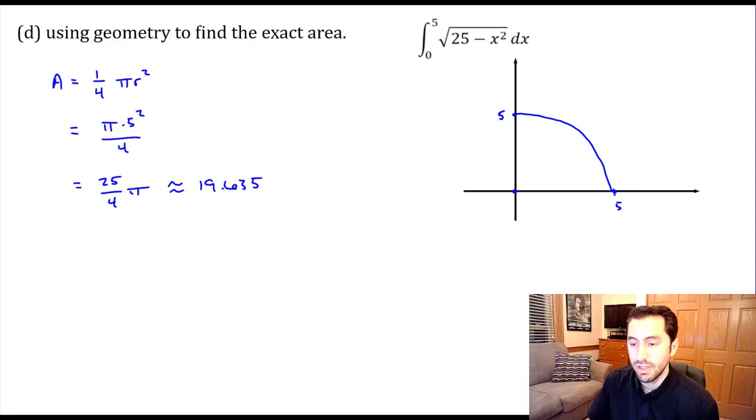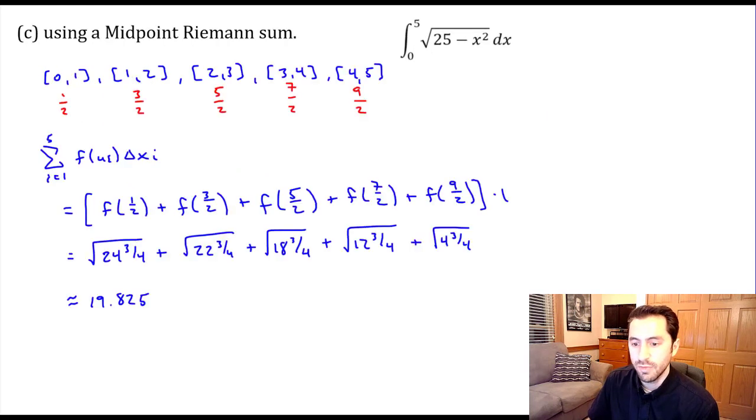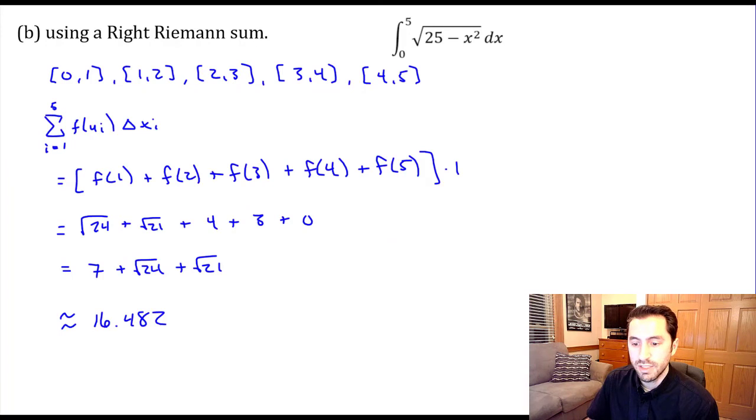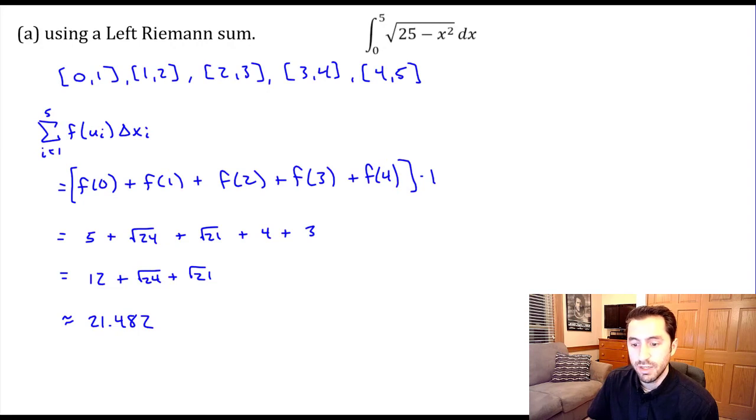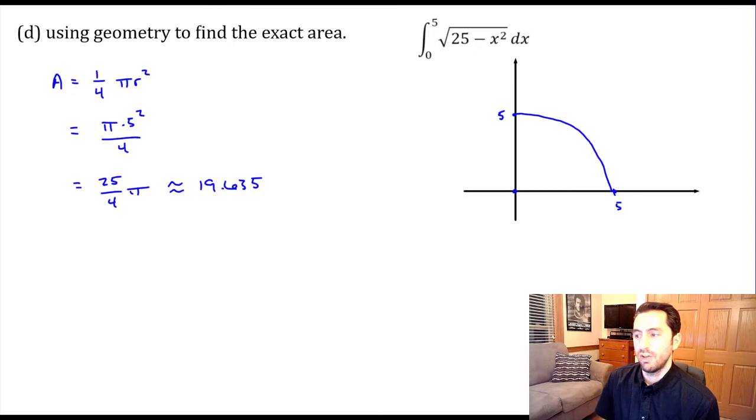So again, just quickly going back to what we ended up with for our other Riemann sums. So the exact area, 19.635. Here we had an area of 19.825, so that one was actually pretty close. Here, 16.482, so a little bit less than what the actual area is. And here, 21.482, a little bit more than what the actual area is.